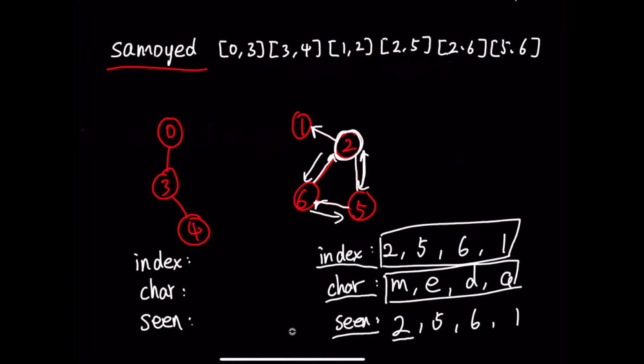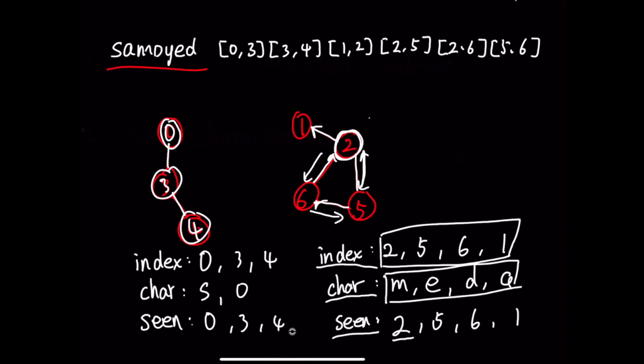Now let's do the same thing to the other group. Let's pick a random node, let's say 0. So we put 0 here, put S here, and we have seen 0. And then it goes to 3, we put 3 here, and we have seen 3. The character at index 3 is O. And then after 3, we can go to 4. We have seen 4, then put Y here. So now we have all characters in this group and all indexes in this group. We can just sort the characters and put the characters back to these indexes from left to right.